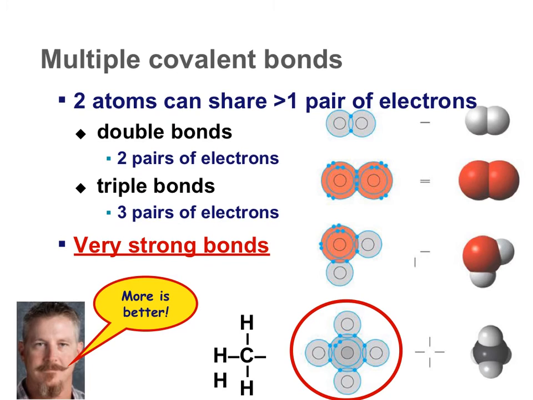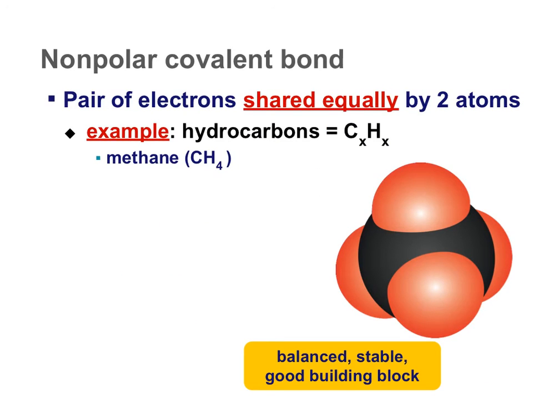There can be multiple covalent bonds, and they can share more than one pair of electrons. So we can actually have double or triple bonds. Covalent bonds are very strong. The more you have, the better, and the stronger that bond is, the more difficult it is to break in a chemical reaction. So a nonpolar covalent bond, nonpolar, if you think about this, there is no charge on either end or on any pole of the atom or the molecule here. So the pair of electrons are shared equally by two different atoms.